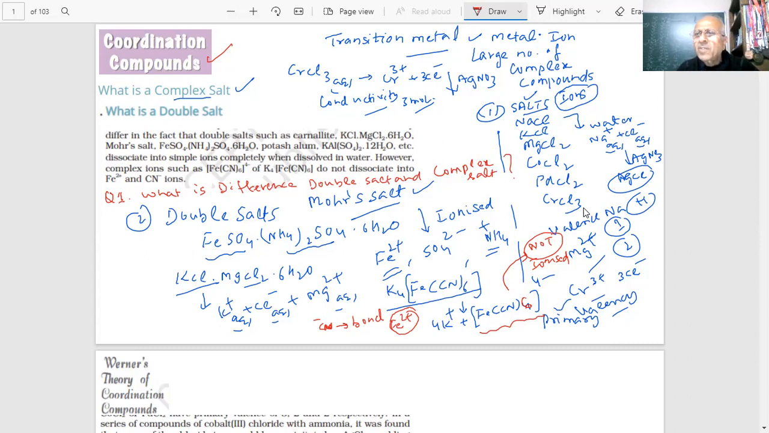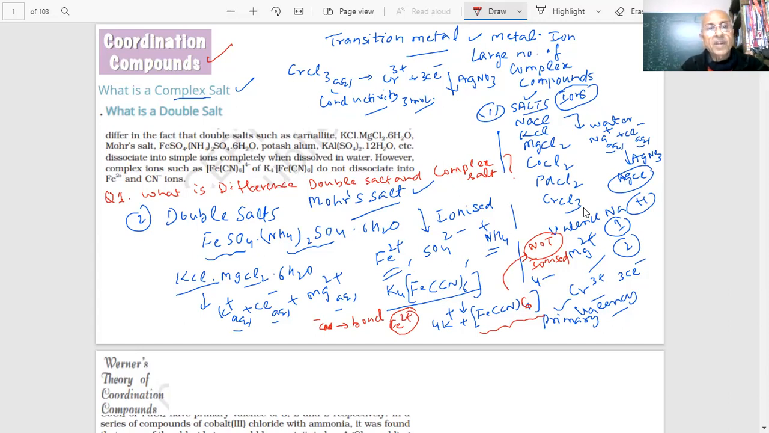A double salt is completely ionized, but coordination compounds like this, or complexes, are not completely ionized. They are ionized only to this extent, which I have shown. But this [Fe(CN)6]4- is not ionized. Therefore, there is some definite bond between these cyanide ions and iron ions. This is called a coordinate covalent bond, student. So complex ions do not dissociate completely, whereas double salts dissociate completely and will give you the test of those ions. That will be used to find inference of these coordination compounds.